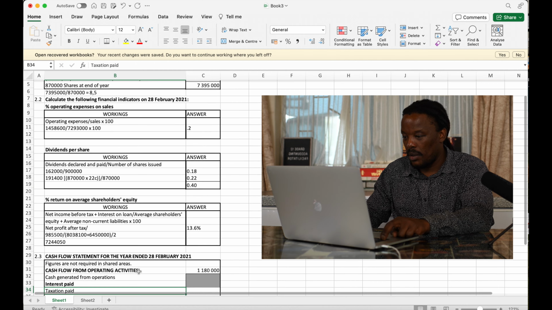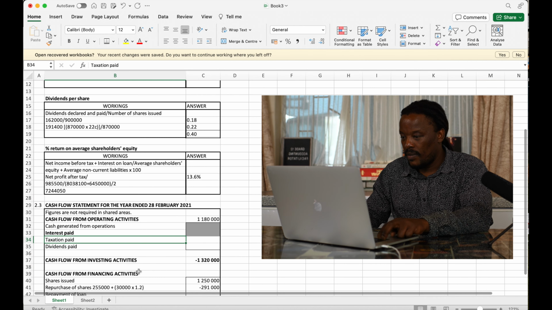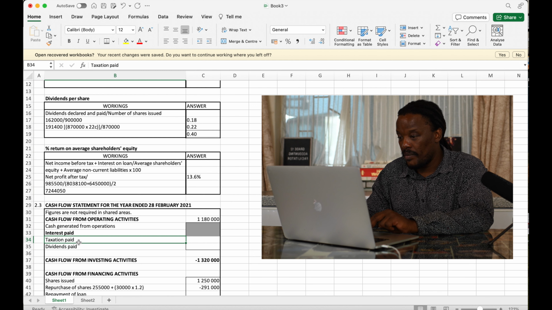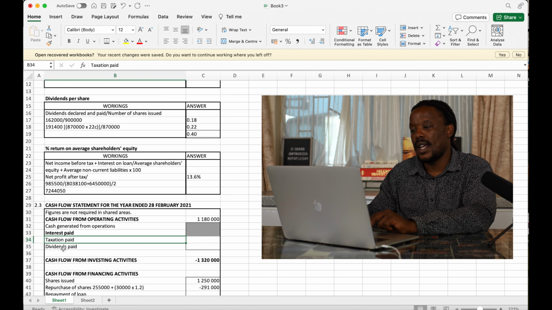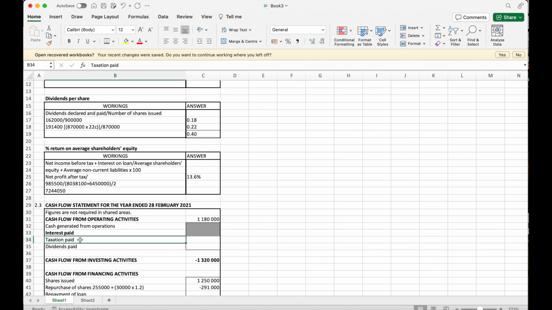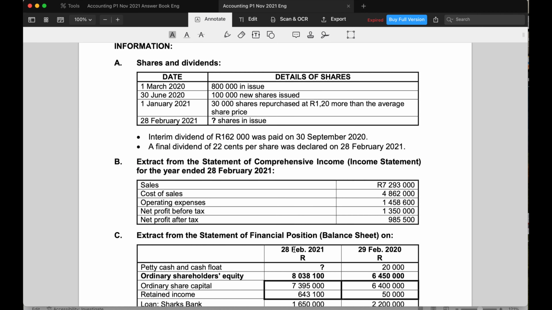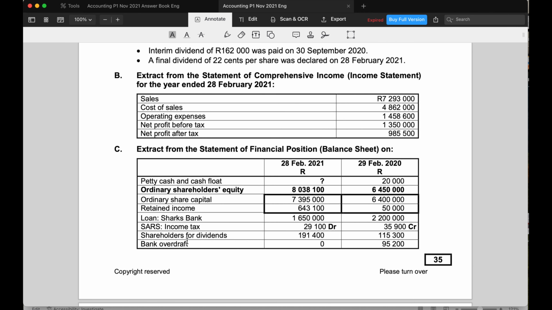Cash flow statement now. Interest paid, tax paid, dividends paid. Tax paid and dividends paid is the note to the cash flow statement. And that note is the unpaid amount at the beginning of the year, plus the amount recorded on the comprehensive income, less the amount unpaid at the end of the year. It's always like that, and we're not going to record that. We're just going to say tax paid: unpaid amount at the beginning of the year. You look at your question and check what the tax is there.